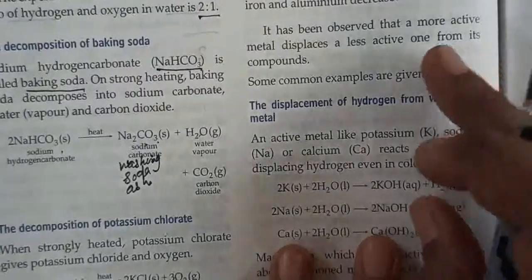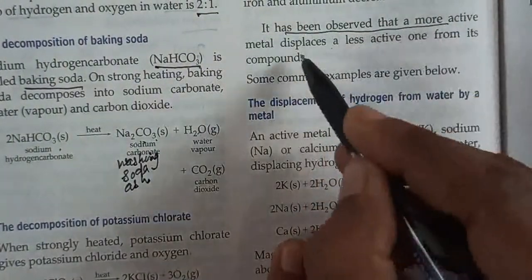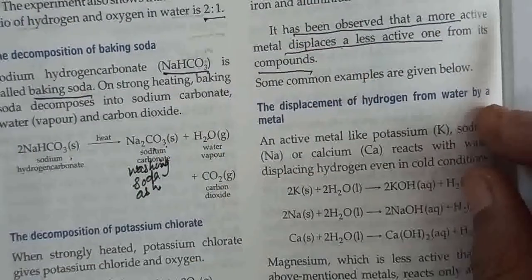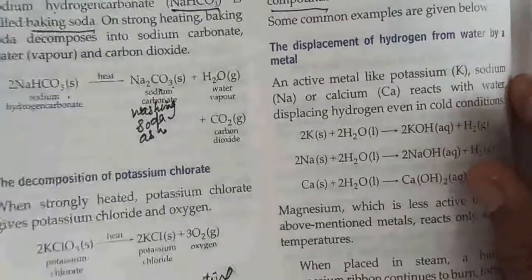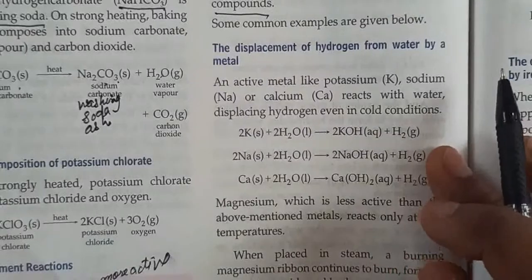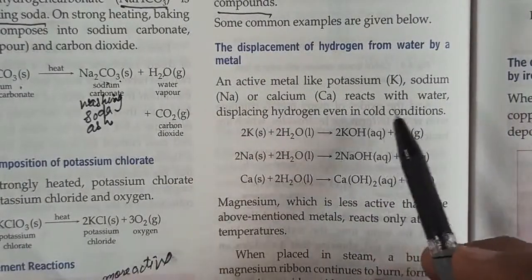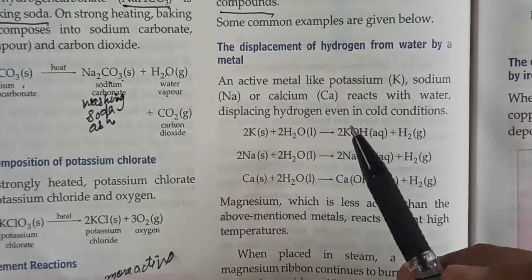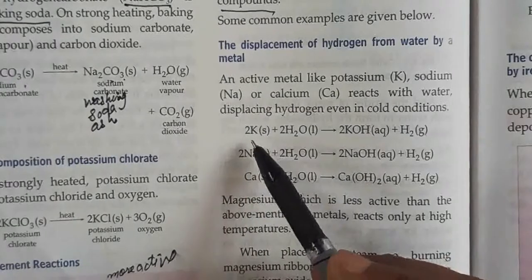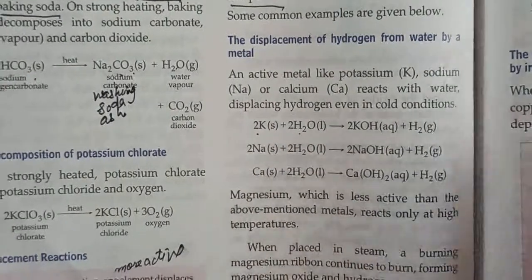It has been observed that a more active metal displaces a less active metal. This is very important. These are very important lines. This should be there in the definition also. Now, displacement of hydrogen from water by a metal. See, when you put potassium, sodium or calcium metal in water, and the water is cold, even if the water is cold, the reaction takes place. Potassium displaces hydrogen to form potassium hydroxide and hydrogen gas.